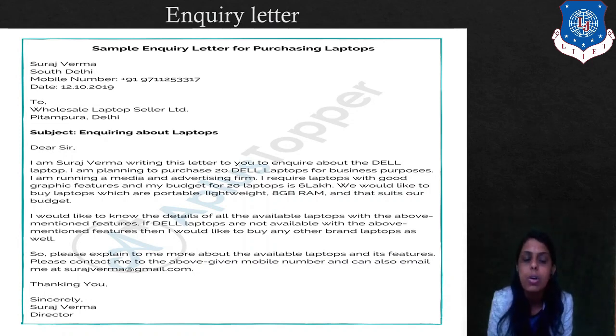So, Dear sir, colon, I am Suraj Verma writing this letter to you to inquire about the Dell laptop. I am planning to purchase 20 Dell laptops for business purposes. I am running a media and advertisement firm. So, see here, the first paragraph is the introduction of the person, right? Suraj Verma is introducing himself. Why is he writing this inquiry letter? He has given the reason also, that I want to purchase 20 Dell laptops, right? We would like to buy laptops which are portable, lightweight, 8 GB RAM, and that suit our budget.